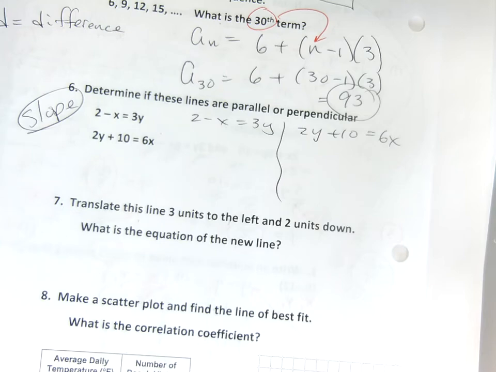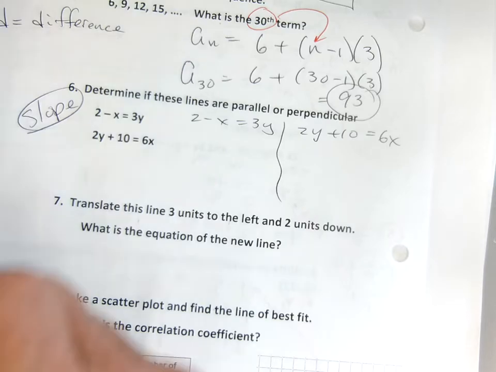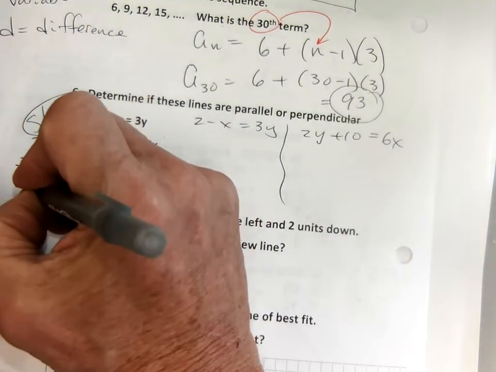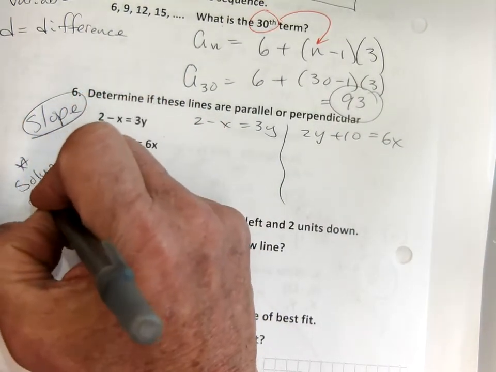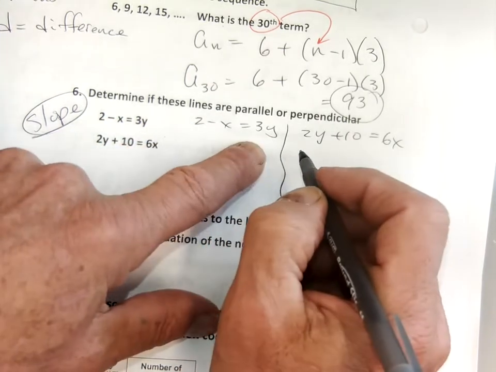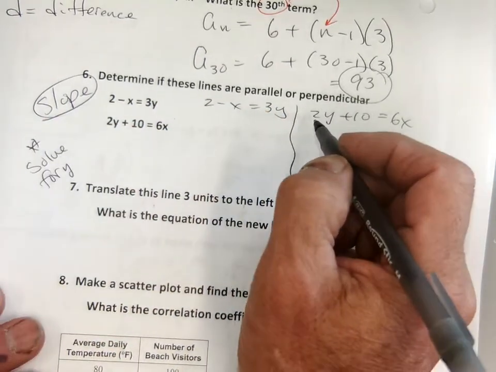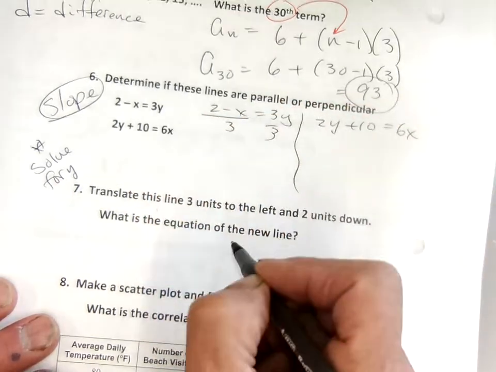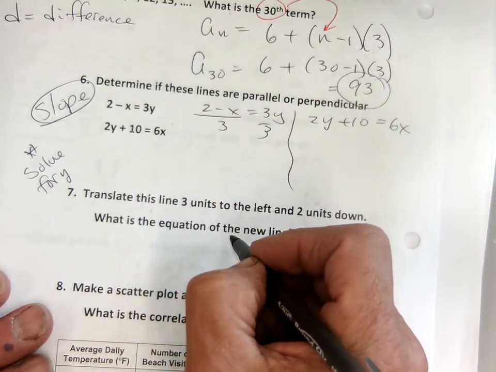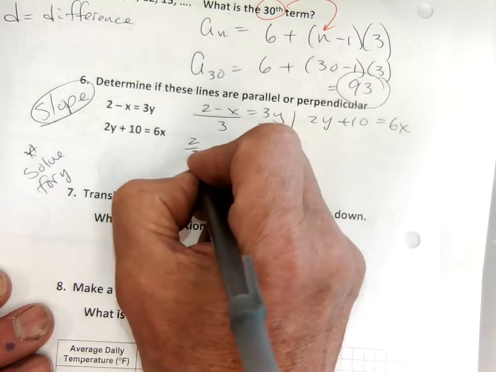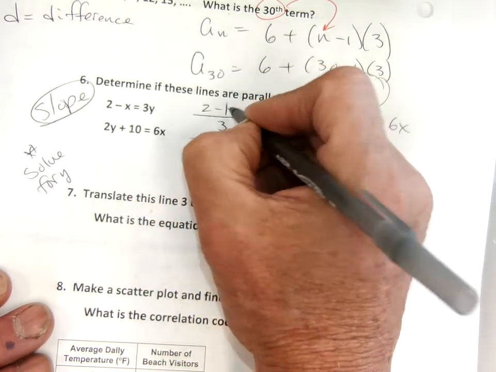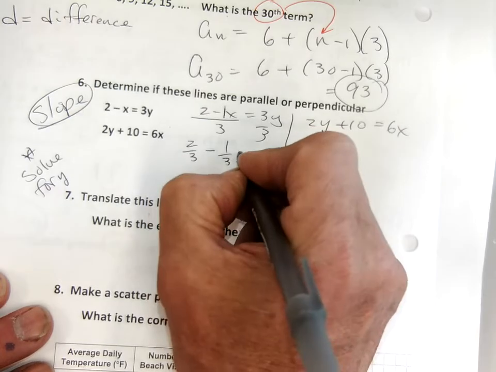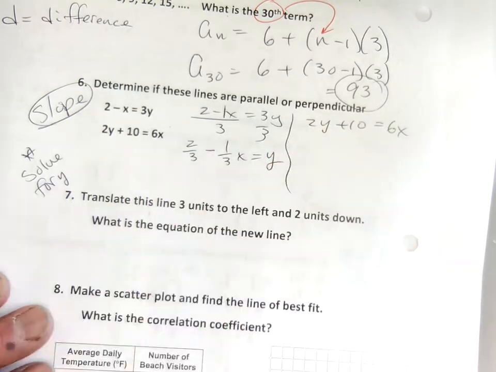Now I need to solve for y, because I need the slope. So I'm going to solve for y. Divide by 3. Divide by 3, okay? I get a 2/3 minus, now there's an invisible 1, I need that, 1/3 x equals y, okay?